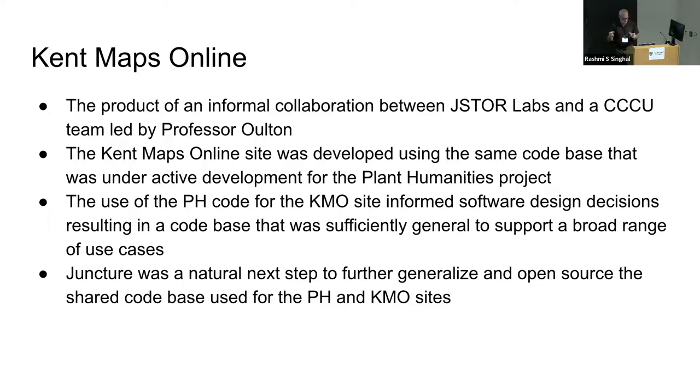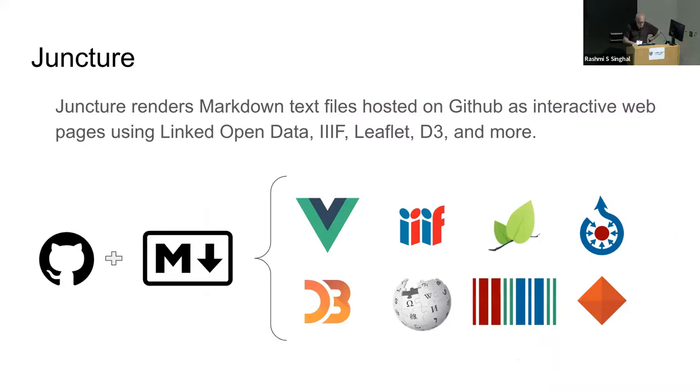I'll get into the architecture of Juncture, maybe right after this one. So this is sort of the idea that this is what the author sees. The author sees markdown files, and those markdown files are stored in GitHub. So the whole idea is that there's a markdown file with some custom markup that defines the viewers to be created. The author creates those, and then under the covers, the framework will do a number of things.